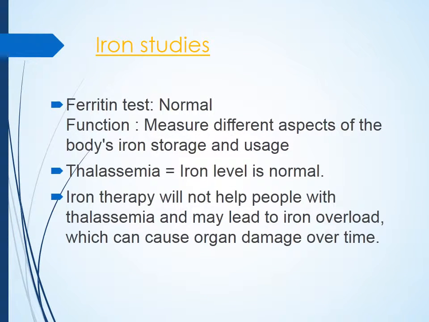Next is iron studies. Just now we mentioned that the ferritin test is normal for thalassemia, and the function of this test is to measure different aspects of the body's iron storage and usage. The tests are also used to determine whether an iron deficiency is the cause of a person's anemia or to help monitor the degree of iron overload in an individual with thalassemia. In thalassemia, the iron level is normal. Therefore, iron therapy will not help people with thalassemia but can cause iron overload, which can cause organ damage over time.